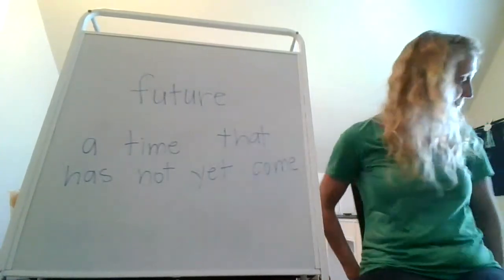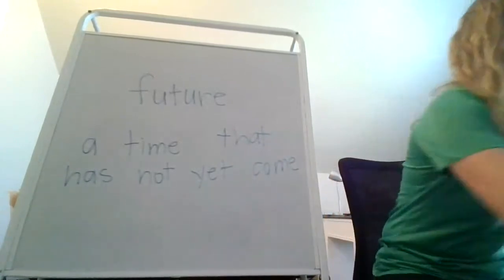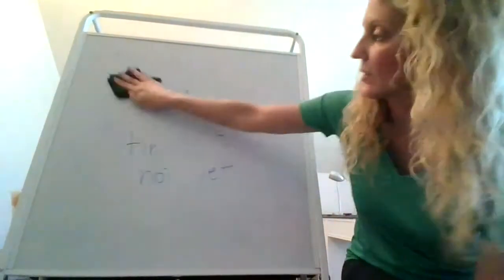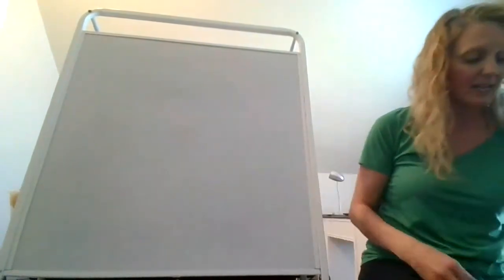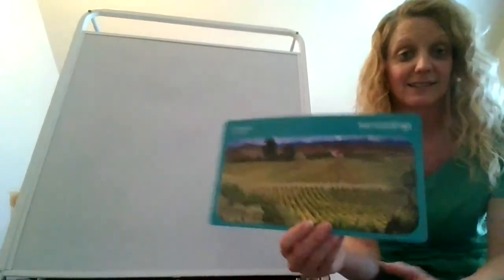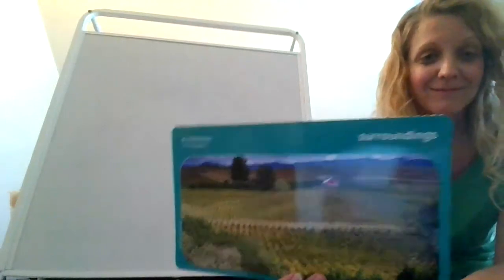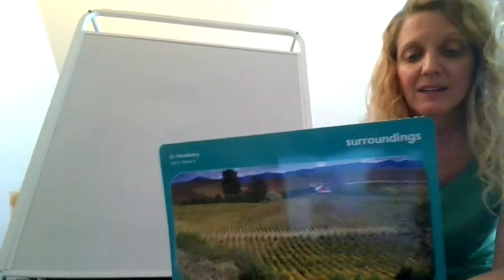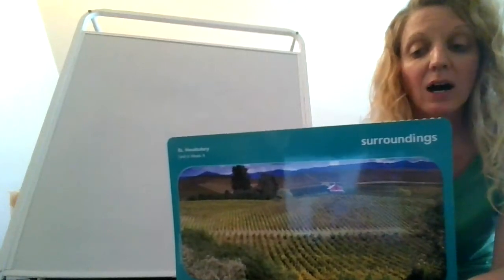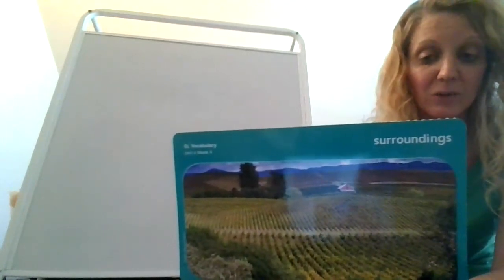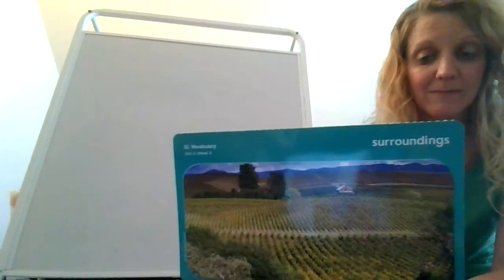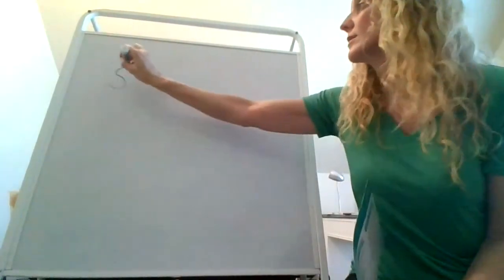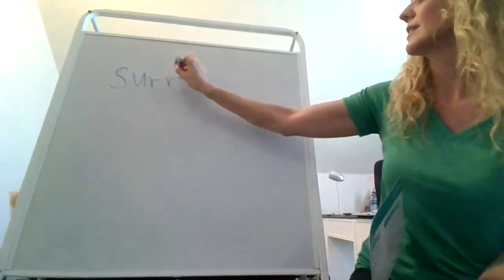Oh, and I've moved my eraser. Sorry, guys. Here it is. All right, so get ready to write your next word. It is surroundings. It's a big word. Can you say surroundings? Surroundings are all of the things around you or something else. So let's write the word. Surroundings.